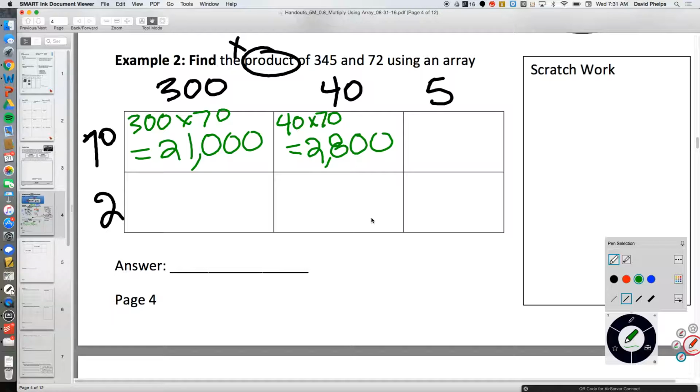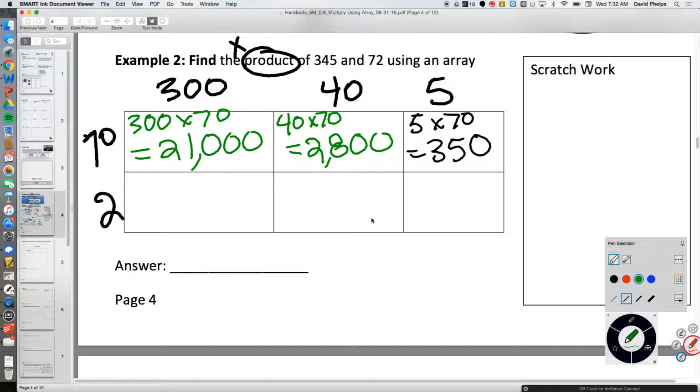We're chugging along nicely now. Top right box. Think to yourself, what are the dimensions of this box going to be? If you said, Mr. Phelps, the dimensions of those boxes are 5 and 70, you are correct. 5 times 70 equals 5 times 7 is 35, plus that extra 0 is 350. Not sure why it wasn't green. Whatever.